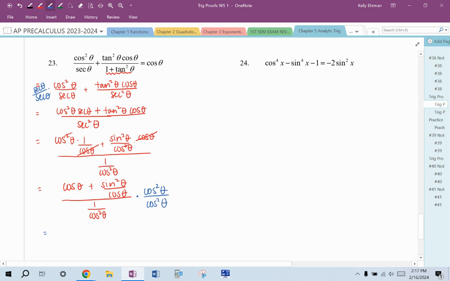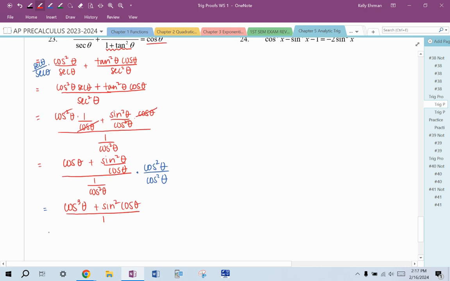All right, so if I do that, I get cosine cubed theta. It's weird. I'm trying to get just down to cosine. What about here? I get plus sine squared cosine theta, because that cosine cancels with one of those. And then what about in the denominator? 1 over cosine squared times cosine squared is just 1, right? So we didn't need the over 1 there.